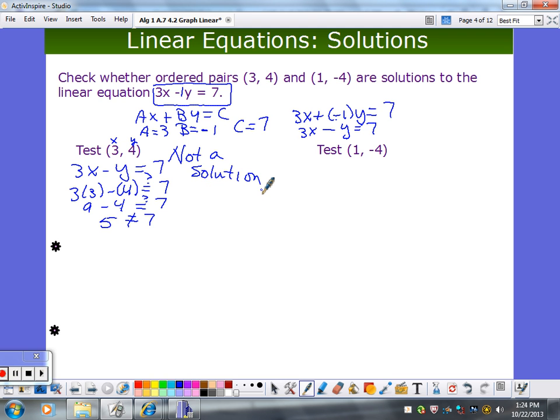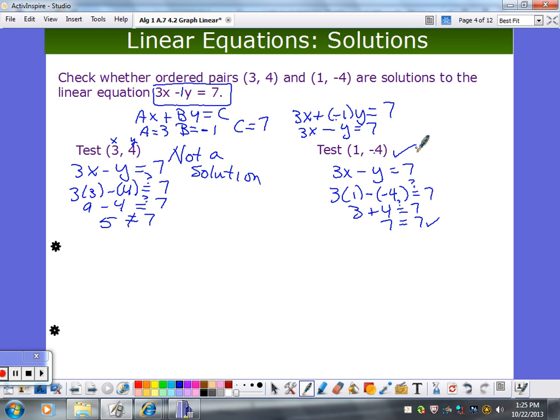Let's see if 1, negative 4 is going to be a solution. Again, I've got 3x minus y equals 7. My x is 1, what's my y? Negative 4. Be careful with the negatives, because we are going to plug in the negative. It doesn't affect that sign. But when I have a negative and a negative, what do I have? A positive, right? So this becomes 3 plus 4. At least I should put my little question marks in. Is that 7? Yes, it is. So is this a solution? It's a solution. So I found a solution.